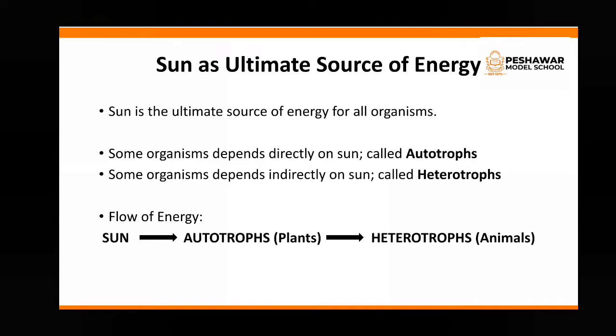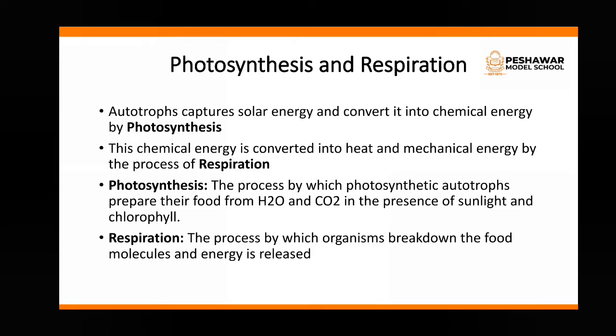The flow of energy is shown as follows: the energy that comes from the sun is captured and stored by autotrophs, which is then transferred to heterotrophs, the animals. Then photosynthesis and respiration. Autotrophs capture solar energy and convert it into chemical energy by photosynthesis. They depend directly on the sun's energy, so they capture the solar energy and then convert it into chemical energy by the process of photosynthesis. Then this stored chemical energy is converted into heat and mechanical energy by the process of respiration. So the second process is respiration.